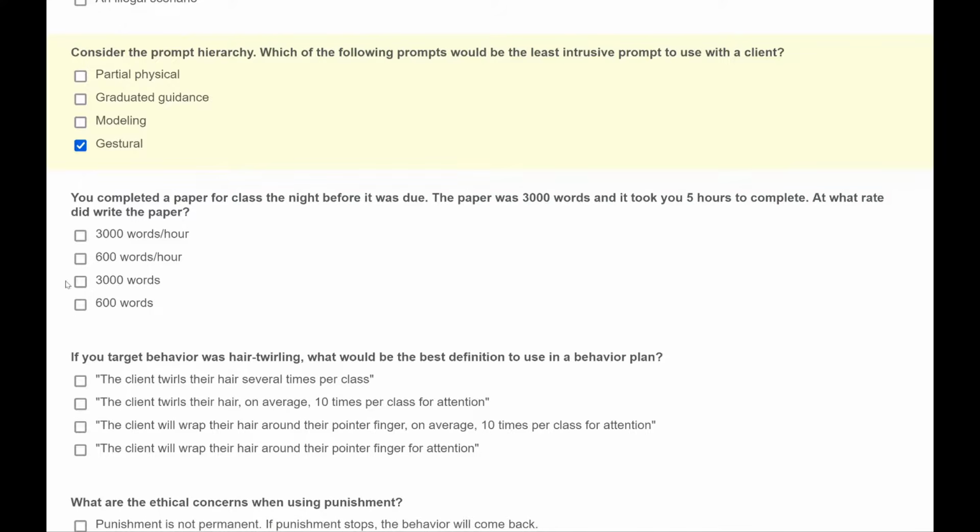All you have to do is find that in your answer choices. We have 3,000 words per hour, which we know is not true because we wrote 3,000 words in 5 hours. We have 600 words per hour. That's what we got when we had frequency over time. Then we have 3,000 words. That's just a frequency. 600 words. That's just a frequency. Remember, don't mix up frequency and rate. They're not interchangeable. Okay? They're two different things. Very important to remember. So once again, how do we find rate? We take frequency, which is 3,000, divided by time, which is 5. We're going to get 600 words per hour.